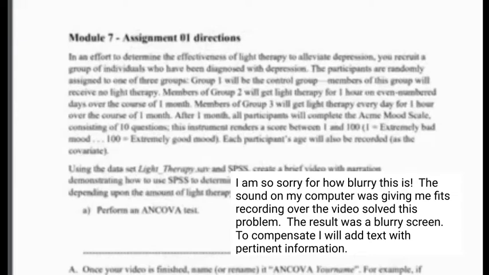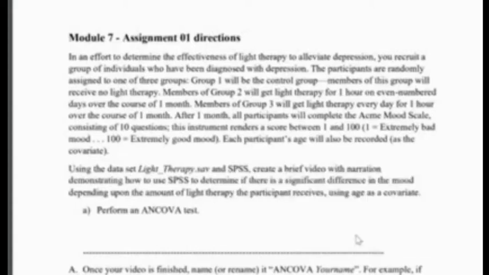And in this assignment, what we're doing is considering if light therapy can alleviate depression. In order to do this for this study, there were 3 groups. One group was the control group, so they got no light therapy. And after a month, they rated their mood using a specific scale called the Acme Mood Scale. Another group, group 2, got therapy for an hour every other day. And then at the end of the month, they also rated their mood using the same scale. Group 3 got light therapy every day.